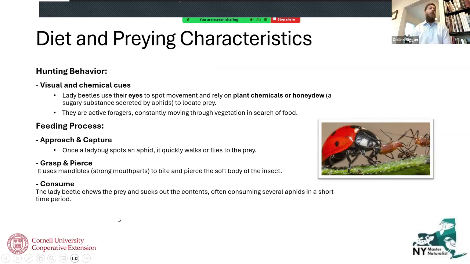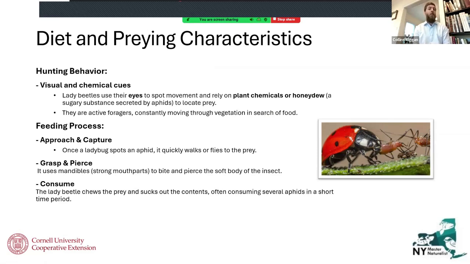So they use visual and chemical cues to help them seek out their food. They use their eyes to spot movement, and they rely on plant chemicals or honeydew to locate their prey. They're active foragers, and they're constantly moving through vegetation in search of food. They don't waste any time. Once they do spot their food, they either walk or fly immediately to it to consume it.